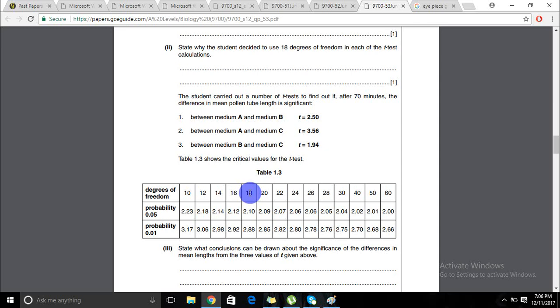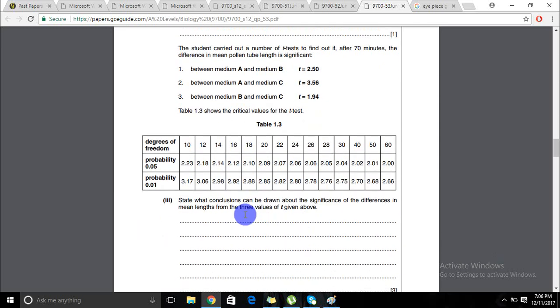And for the p, you should remember that the probability increases when the value of t decreases. So for 18, it has to be 2.1 or any value less than 2.1. So A and B definitely significant. A and C also significant. B and C, however, is insignificant, and in the last third scenario, the null hypothesis is valid.